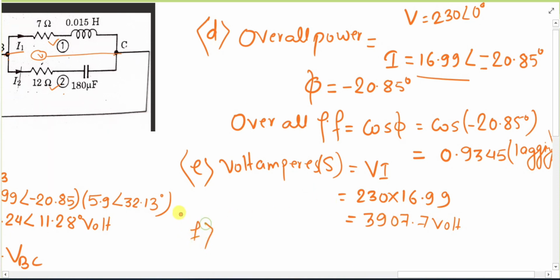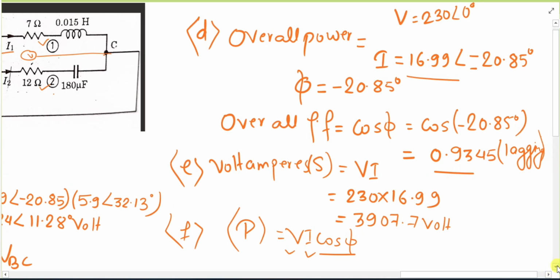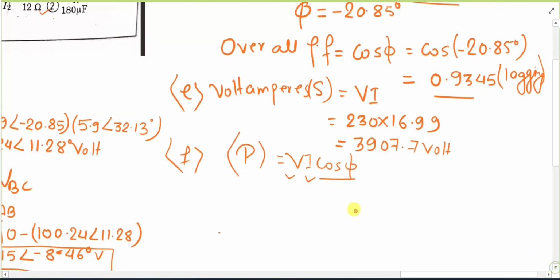Now in F you are asked to identify the active and reactive power. So you know active power is represented by capital P, and the formula is VI cos phi. You know the magnitude of voltage, current, and cos phi. This one is our cos phi. So substitute this value and you will get your active power. Now let's substitute it.